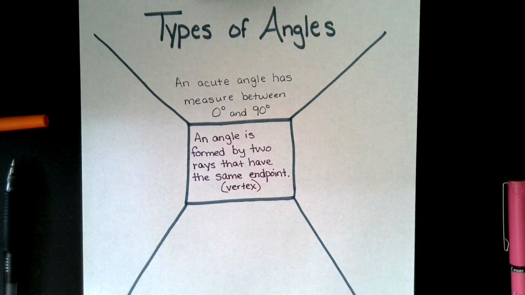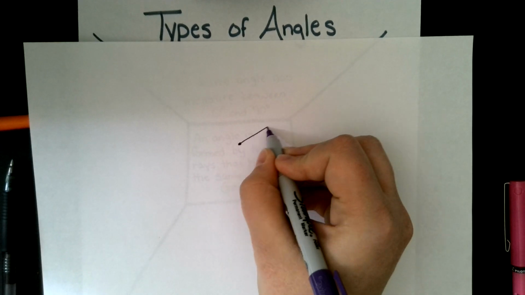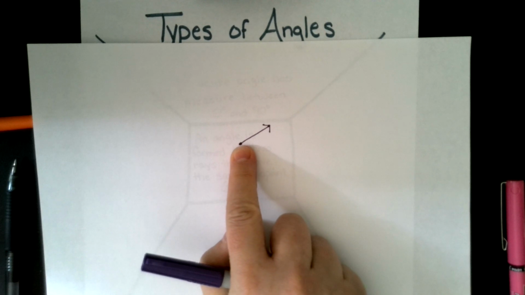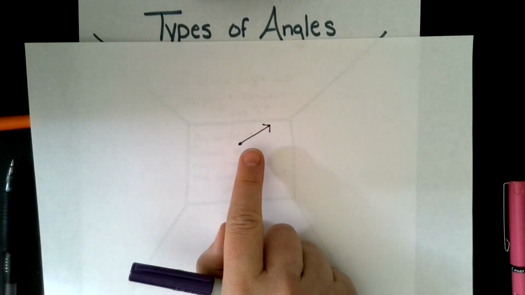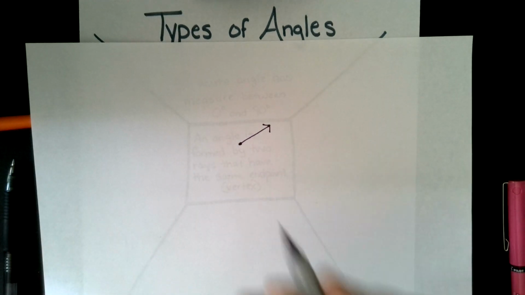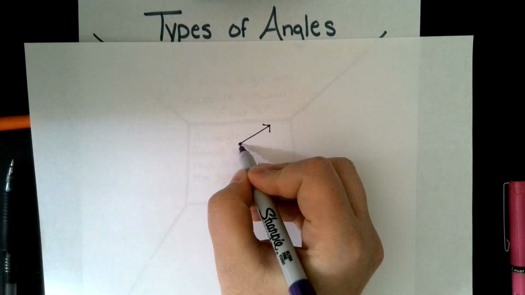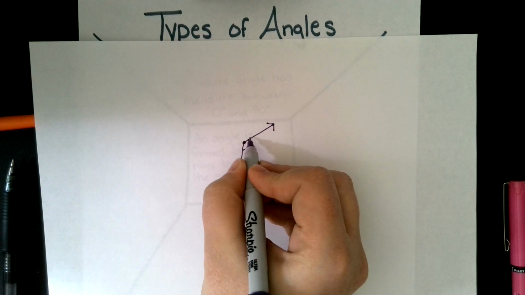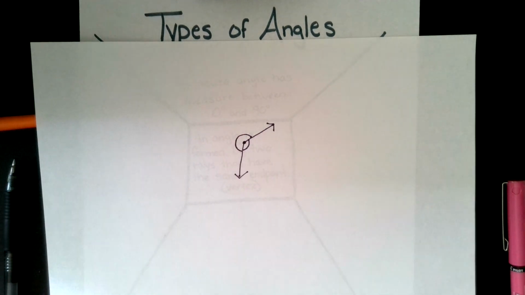Here's what that means. A ray is a line with a stopping place. See that? Here's my line. Here's where it stops. This is not a line. A line goes on forever both ways. A ray stops. So right here's where it stops. An angle is 2 rays that come together in the same stopping place. So this one stops here. Let's say I draw one that stops here. This is now an angle, and this is an angle. Okay?